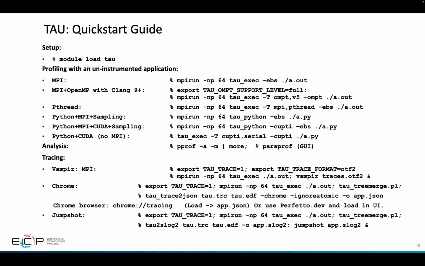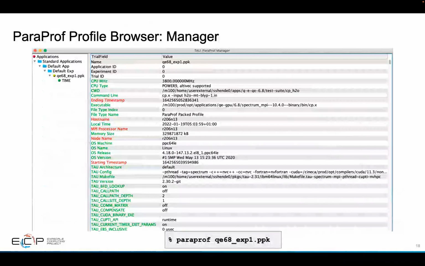There is a quick start where you can launch tau_exec with the EBS or event-based sampling option. That means you periodically interrupt the program, measure the time spent in the whole program on the CPU side, but you can also measure with OpenMP, pthread, Python codes, even CUDA using the same tool. And then you can launch the ParaProf tool and visualize the performance data.